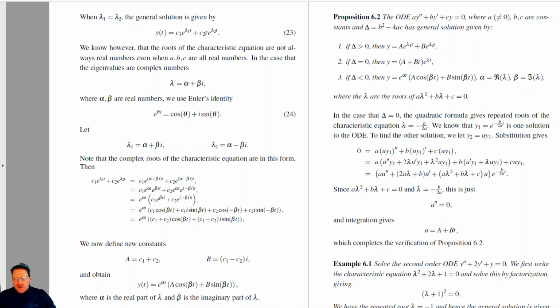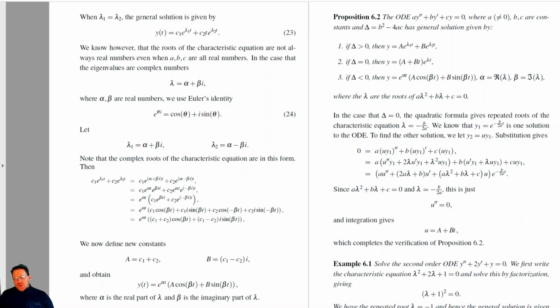All right, now let's move on to example 6.1, which is our first example here. It's a very simple equation. To solve the second order ODE, y double dash plus 2y dash plus y is equal to 0, we first write the characteristic equation. Now we want to solve this, but it's easy to do that by factorization. We see that we've got a repeated root there, lambda is equal to minus 1.